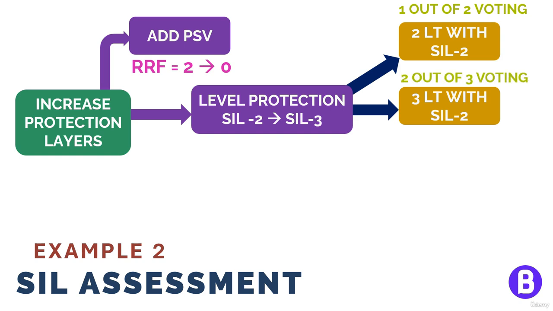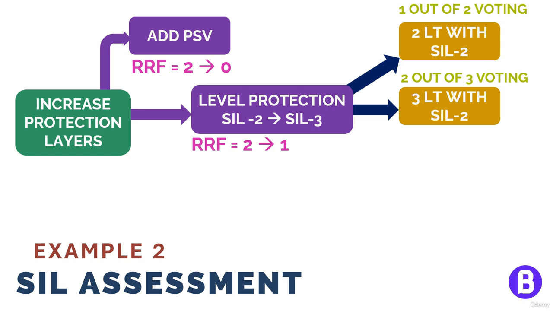So here 1 out of 2 voting may be enough, and we shall add another level transmitter. This way our SIF function shall now have a SIL rating of SIL 3. But still, the risk reduction factor will be 1 as we reduced the frequency from 0.001 to 0.0001, which is equivalent to 1 at a catastrophic consequence.